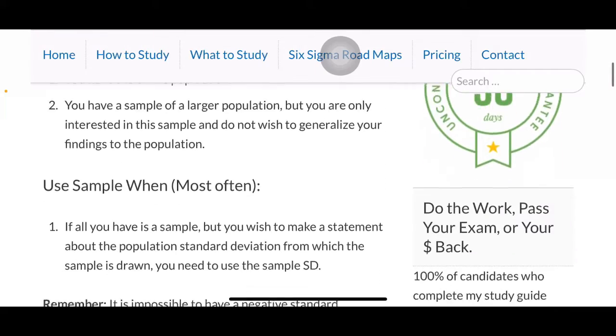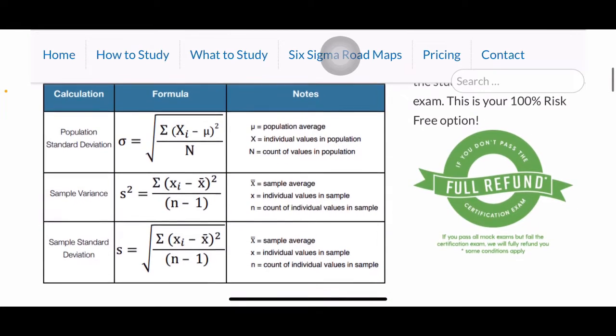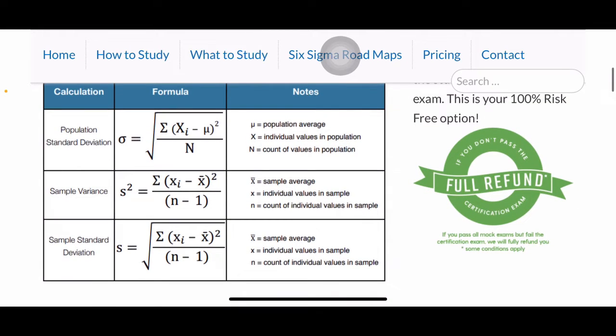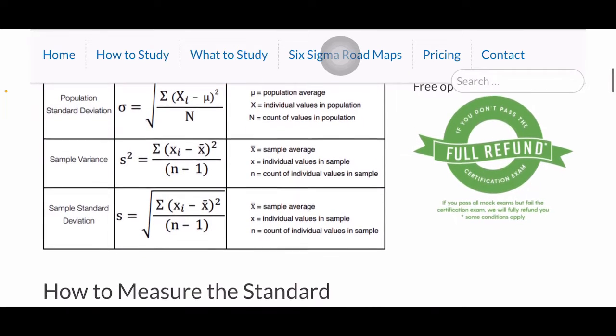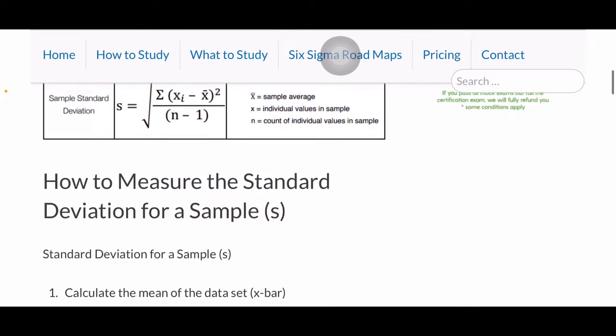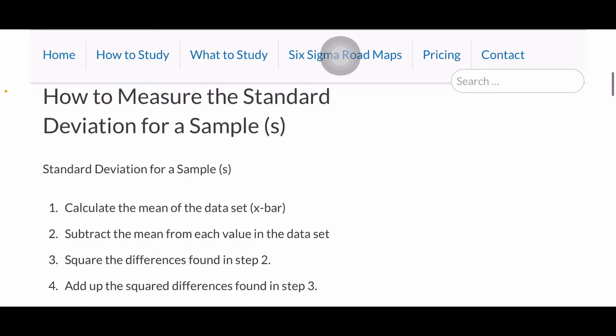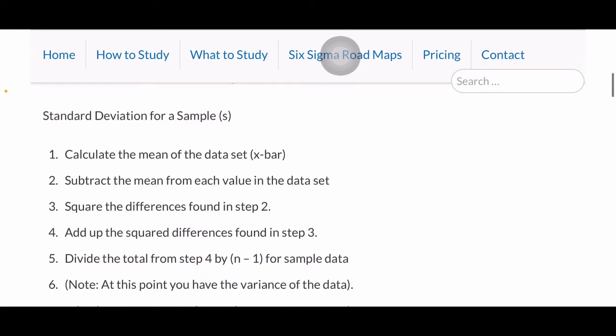Whoa, look at these sexy formulas. Sigma of xi minus mu squared over n. Calculate the mean of the data. Okay, here it is. How to measure the standard deviation for a sample. Standard deviation for a sample.